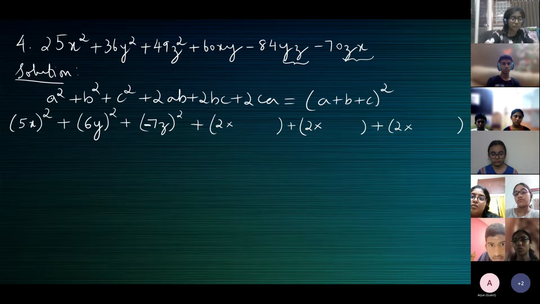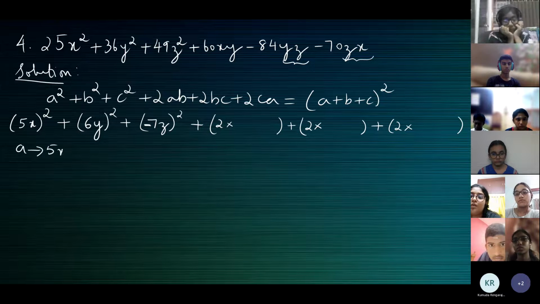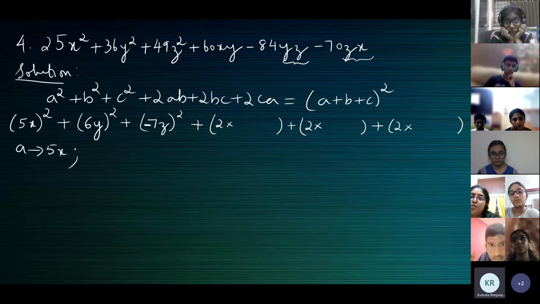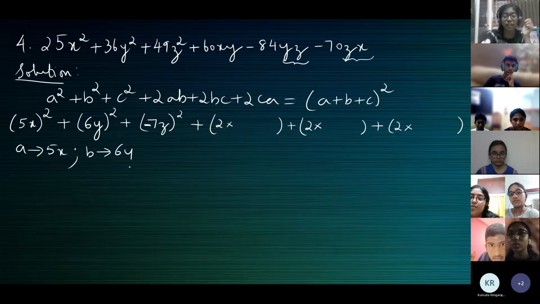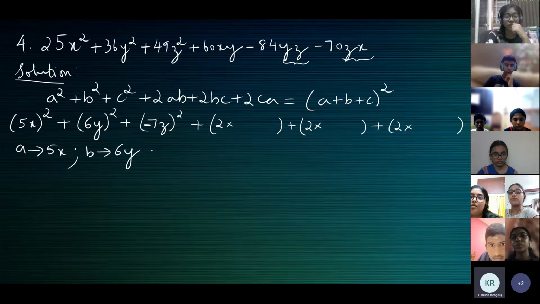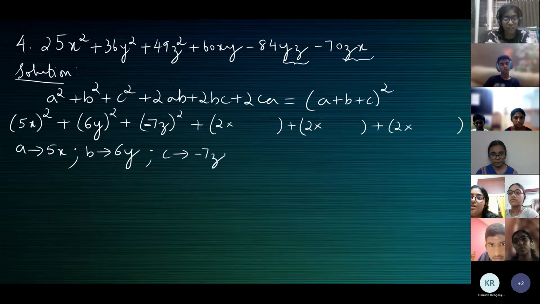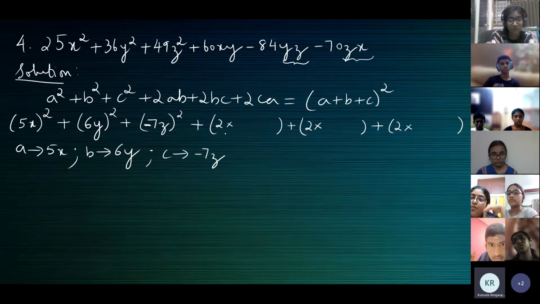So 5x the whole square is a square. What is a? 5x. 6y the whole square is b square. What is b? 6y. Minus 7z the whole square is c square. What is c? Minus 7. Now we have identified a, b, and c. Now fill the remaining terms here.